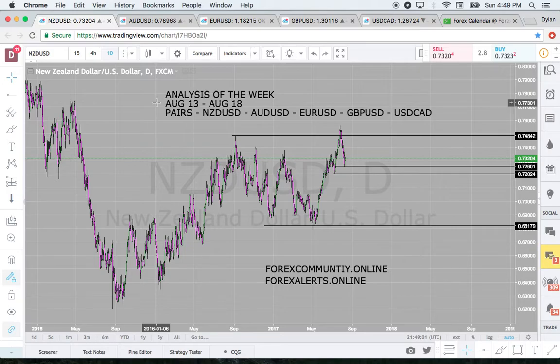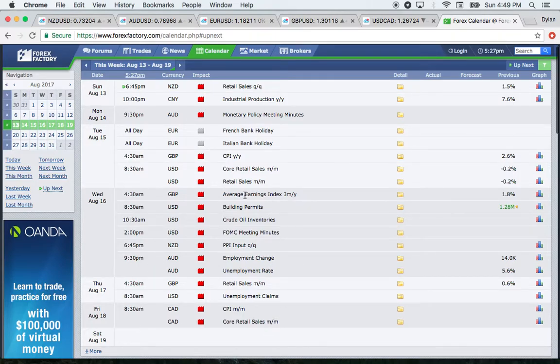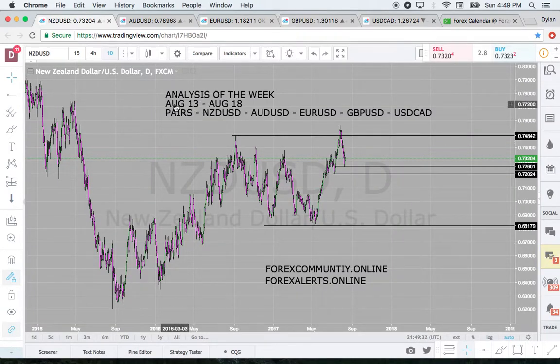Welcome, everybody. Today is August 13th, and we are going to be analyzing the pairs NZD USD, AUD USD, Euro USD, GBP USD, and USD CAD. These are most of the majors that are going to be affected by some high impact news events occurring this week, from August 13th through the 18th.